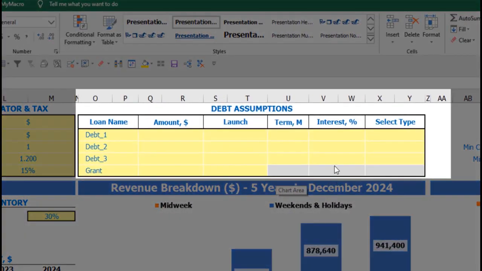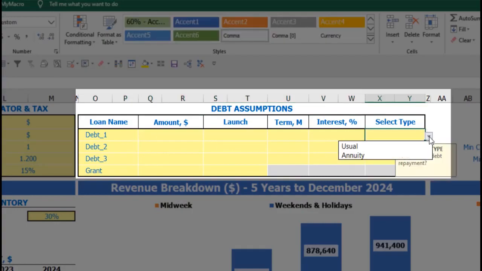Also on the top of the dashboard we have debt assumptions. Let me show you how it works. So for each debt you're able to select the debt type. There are 2 debt types in the model, which is annuity and usual. Annuity means that each monthly payment, which consists your debt repayment plus interest expenses, will be equal each month. In case if you will select usual, your main debt repayments will be equal parts, and interest will be just interest on the debt's closing balance.